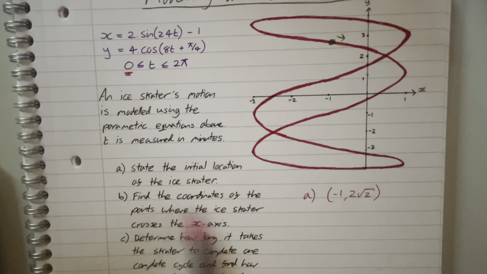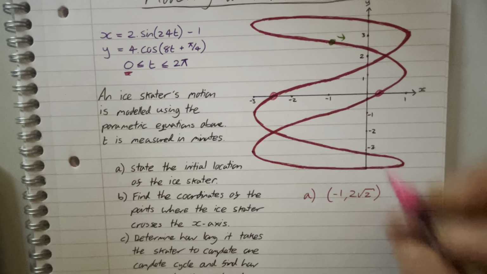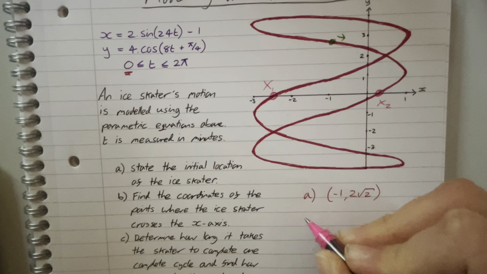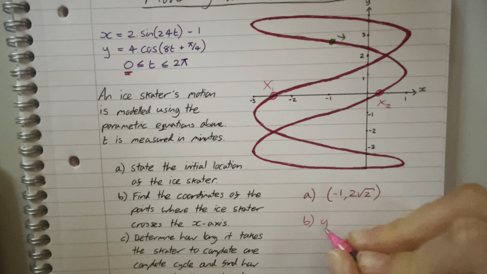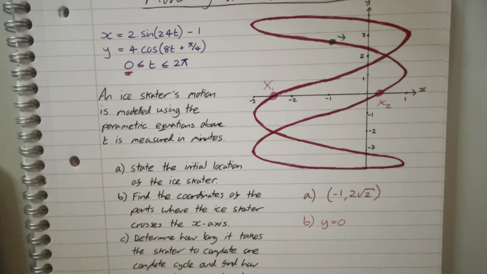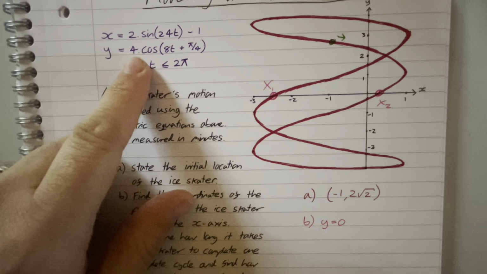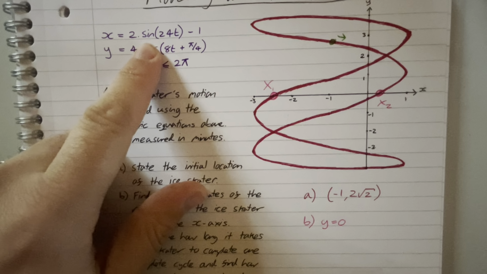Okay, part B. Find the coordinates of the points where the ice skater crosses the x-axis. Okay, so there are 2 points where the ice skater is going to cross the x-axis, and that is here and here. So we're going to find these 2 points. I'm going to label them x1 and x2. So to find where any curve crosses the x-axis, we're going to set y to be 0. That is the equation of the x-axis. So we're going to set that to be true and solve. So we're going to get t values from solving y at 0. I'm going to plug those t values into our x.